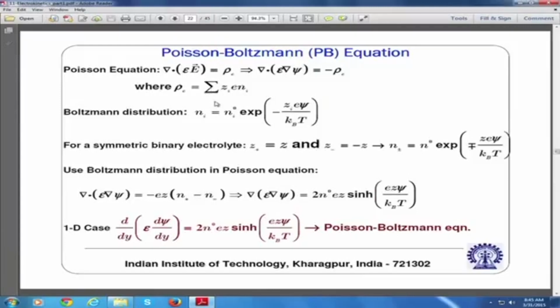Rho E is the total volumetric charge density. So, summation of Zi E Ni, Z is the valency, E is the protonic charge, and Ni is the number density of the ith species. So, we will address a simplified case for this. Let me come to the board and work it out for you.